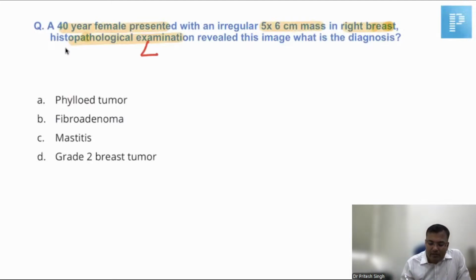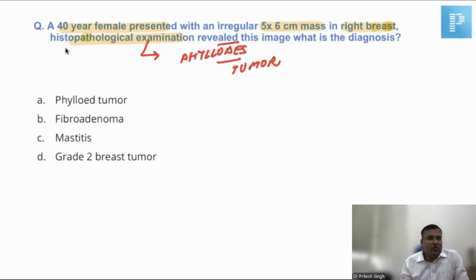So there was histopathological examination suggestive of phyllodes tumor. This question was related to phyllodes. Phyllodes tumor has a leaf-like appearance on cut section. It has dual origin, arising from mammary epithelium as well as connective tissue. So the correct answer for this question was phyllodes. Clear? It was phyllodes.